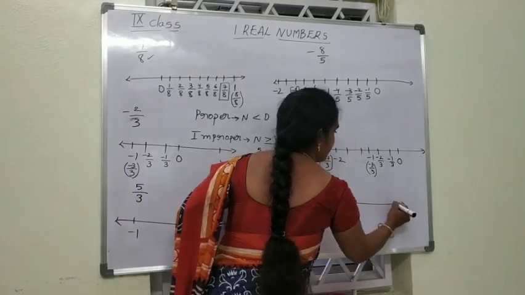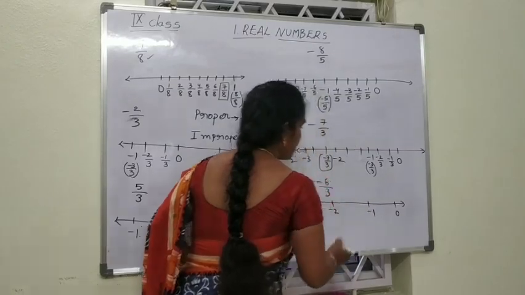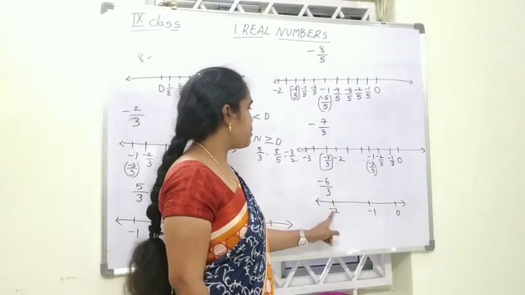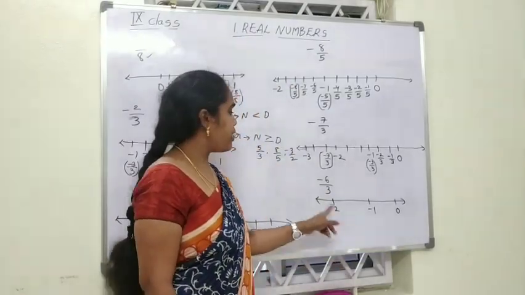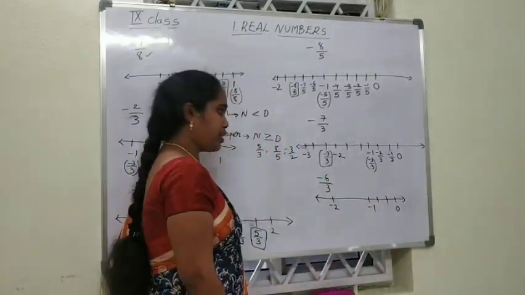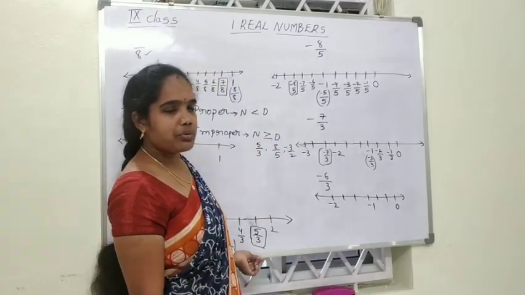0 left side. So 0, minus 1, minus 2. Directly you keep on the number line. Okay. So where is minus 6 by 3? What do we have to do? 1 unit divided into how many parts? 3 parts. So from 0 to minus 1, 3 parts we have to take. Like that, minus 1 to minus 2 also 3 parts we have to take.